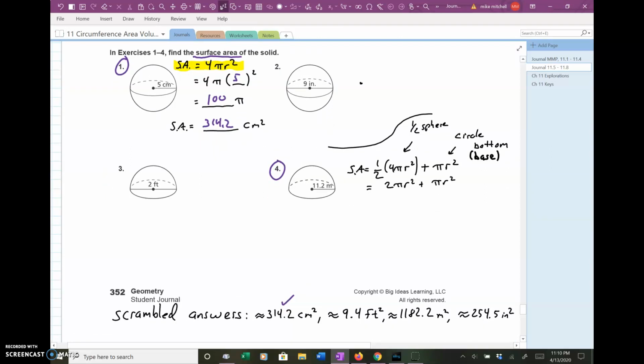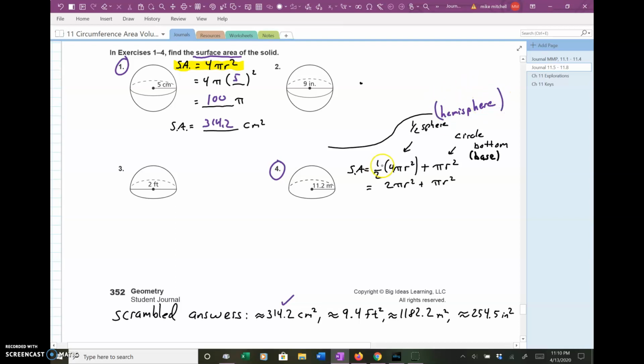Down on number 4, we have a hemisphere, which is half a sphere. I don't know why I don't have the word written out here. I can't write for one. That's half a sphere, a hemisphere.